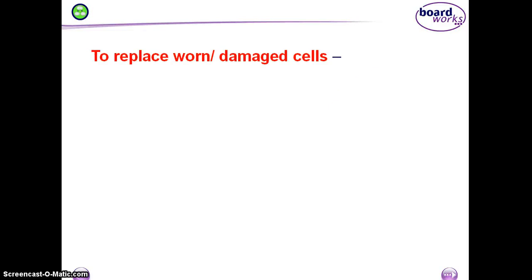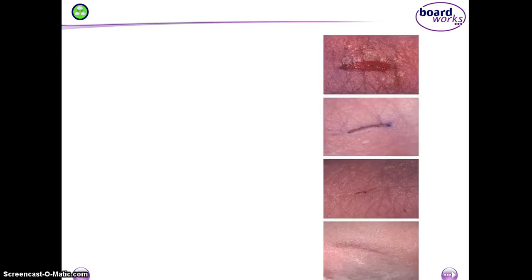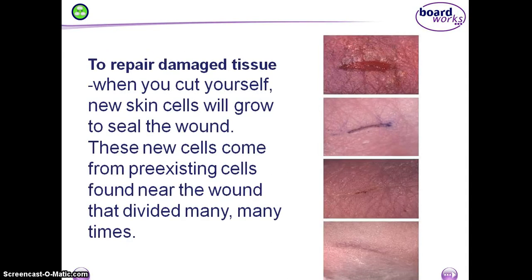We also need to replace worn and damaged cells. So again, if your skin cells die, you need to be able to replace those cells. Otherwise, you're not going to have any left. If you have blood cells that die, again, you need to be able to replace those because obviously you need blood. And then also to repair damaged tissue. When you cut yourself, you lose cells. So right here in this picture here, not only did this person lose skin cells, but they also lost blood cells. And so those need to be replaced.